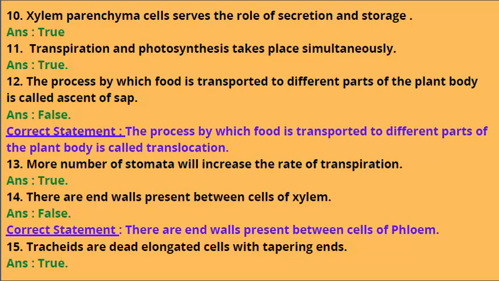Number 14. There are end walls present between cells of xylem. Answer is false. Correct statement is there are end walls present between cells of phloem. Number 15. Tracheids are dead elongated cells with tapering ends. Answer is true. Tracheids are the component cells of xylem. They are dead. They are elongated cells and they do have tapering ends.